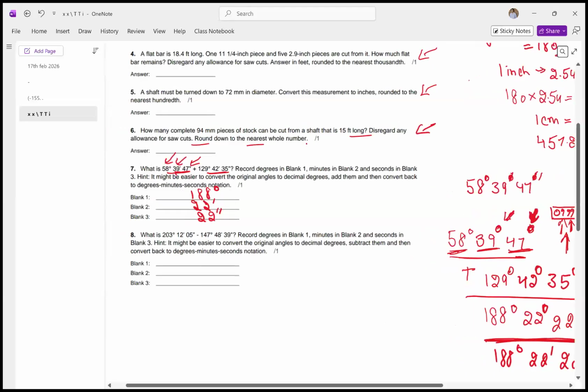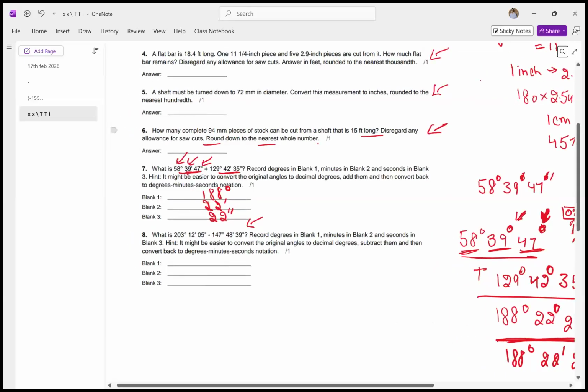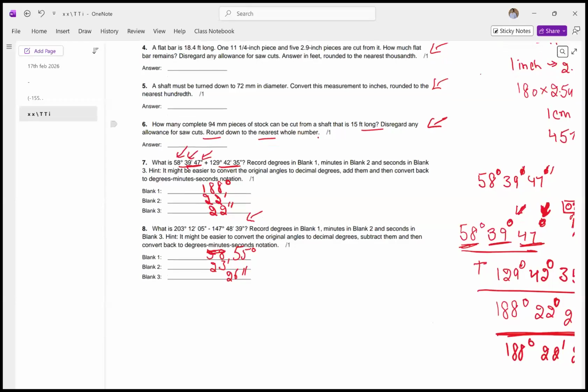Now, the same process you're going to apply on question number 8. This is just a subtraction. So your final answer for this one will be 55 degrees, 23 minutes and 26 seconds. That will be your answer for question number 8.